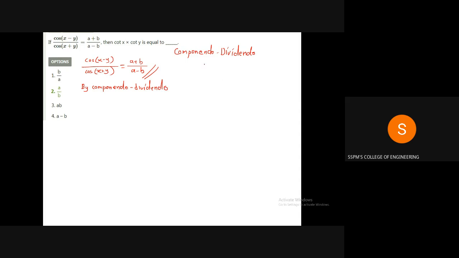what is the property of componendo dividendo? If a by b is equal to c by d, then componendo dividendo says that (a plus b) divided by (a minus b), so in the numerator you will add, in the denominator you will subtract, is equal to (c plus d) divided by (c minus d). A similar property we will use in this example.